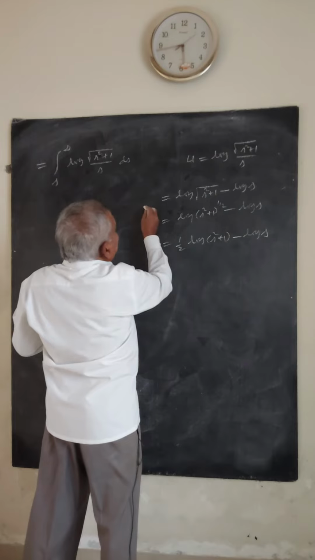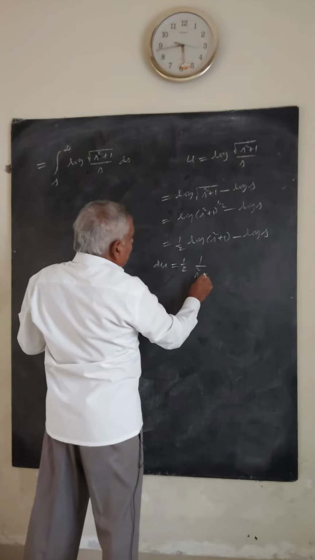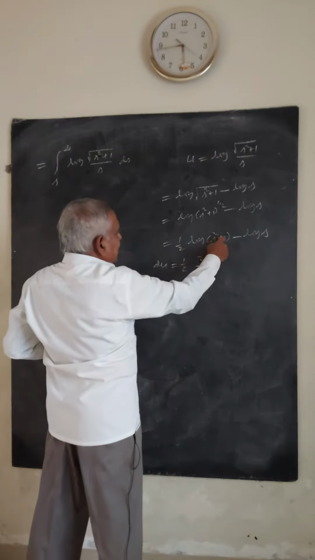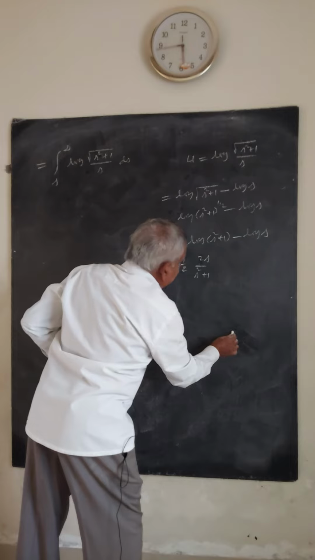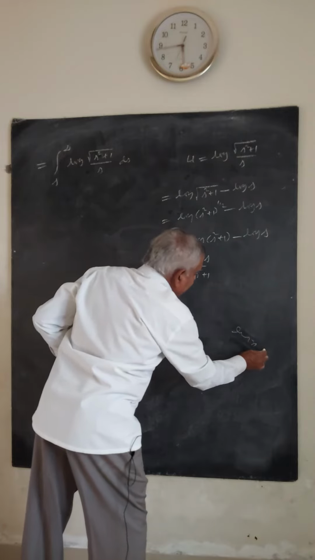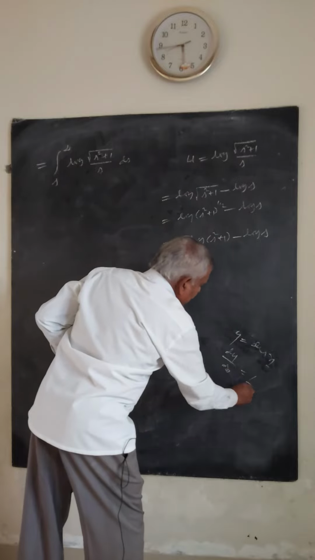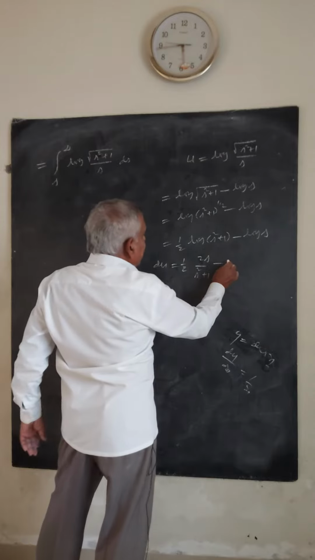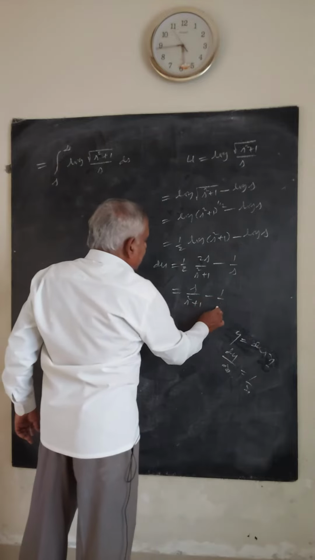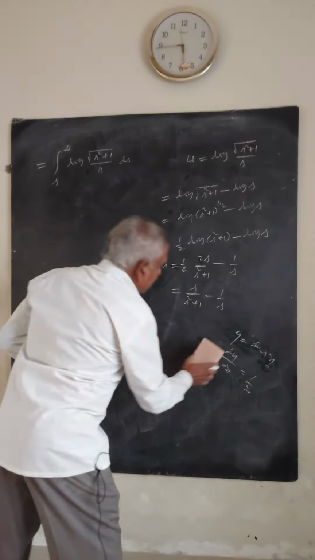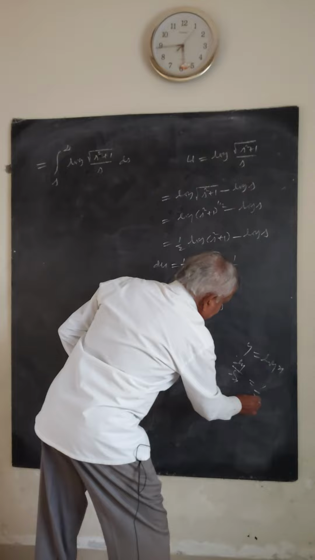Similarly, du equals 1 by 2, times 1 by s squared plus 1, and by the chain rule times 2s, minus 1 by s. The 2 cancels, giving s by s squared plus 1 minus 1 by s. The basic definition is that if y equals log x, then dy by dx equals 1 by x.